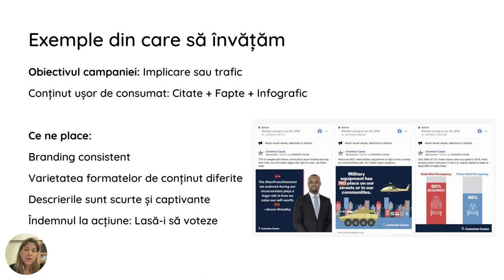The last example here is for ads with engagement or traffic objectives. They use a variety of snackable content formats such as quotes, facts, and infographics. What is really good about these ads is the consistent branding in all of the design they use and the different formats they've shared. What we also like is the fact that the captions are short, engaging, and that one of the posts includes a CTA, which is let them vote.